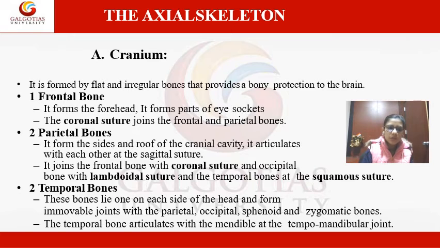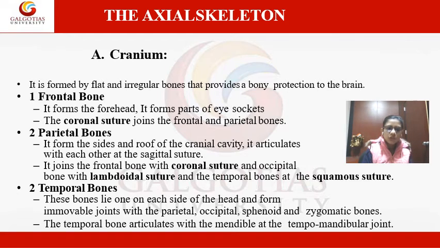First one is frontal bone. It forms the forehead and part of your eye sockets. The coronal suture joins the frontal and parietal bones. A suture is something which joins two bones in between. So the coronal suture joins the frontal and parietal bones. Second is two parietal bones. So the cranium is made of one frontal bone and two parietal bones.